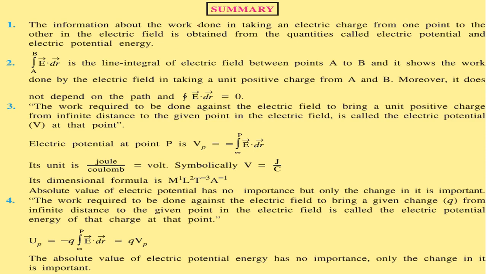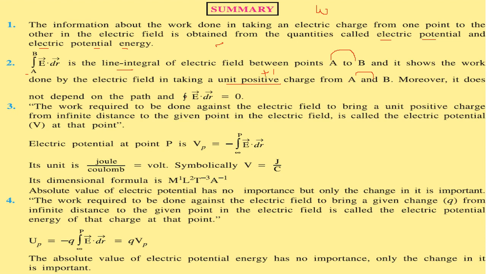Let us summarize the information about the work done in taking a charge in an electric field from one point to another. The electric field is obtained from the quantities electric potential and electric potential energy. There are two terms. From A to B, integral E dot dr is the line integral of electric field between points A and B, and this shows the work done by the electric field in taking a unit positive charge from A to B. It does not depend on the path.